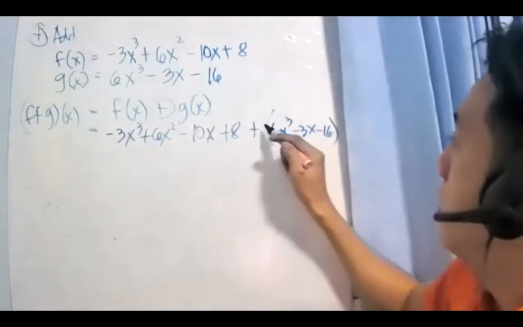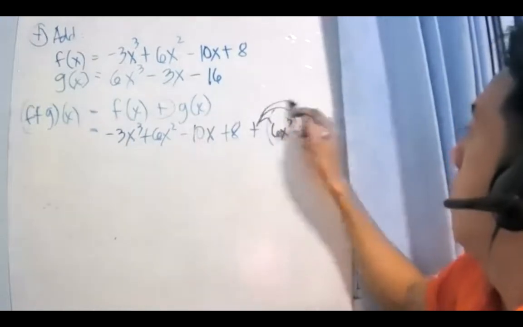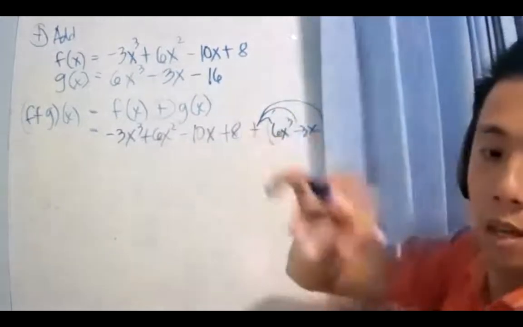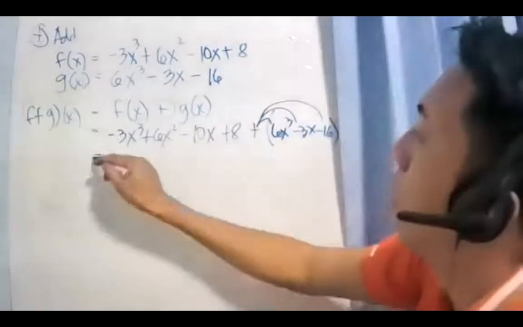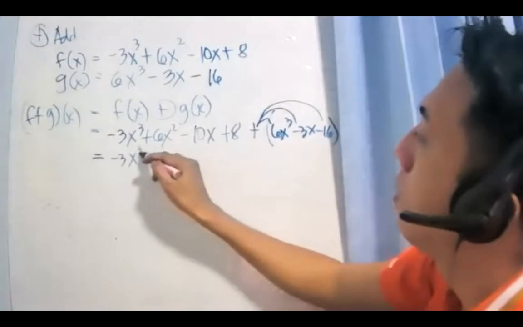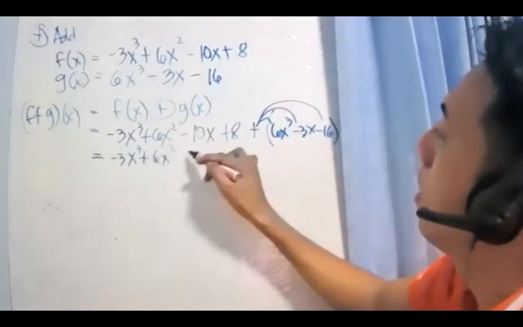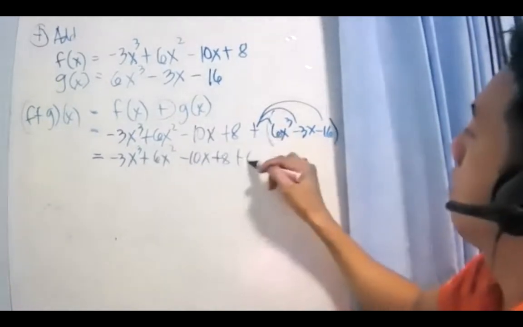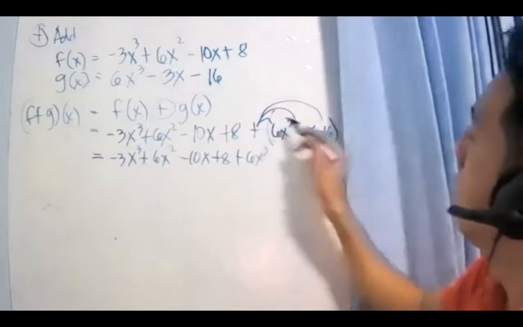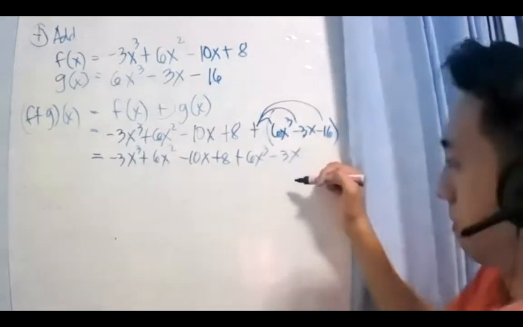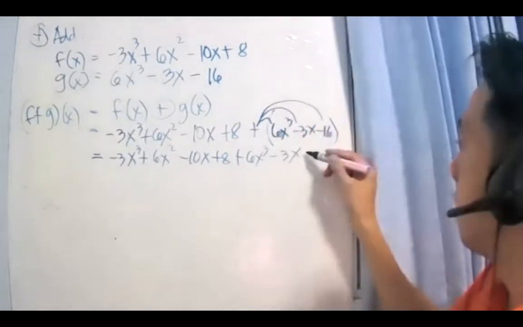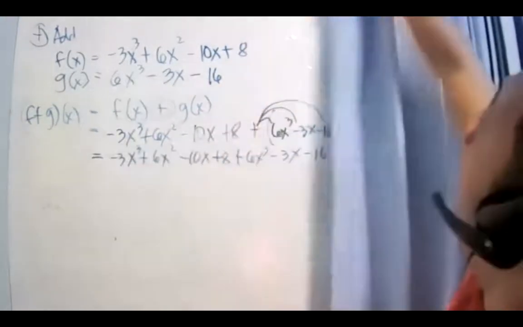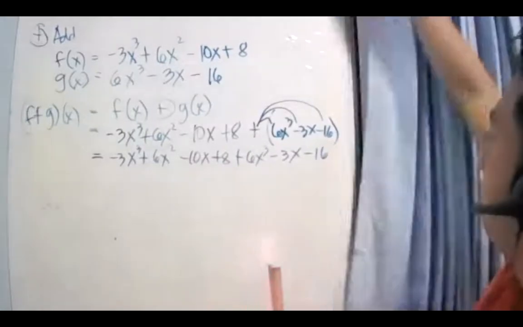Now, let us multiply positive inside. So it will make it as only one equation. Okay? Equals negative 3x cubed plus 6x squared minus 10x plus 8. Positive times positive, so positive. Positive times negative, so negative. Positive times negative is negative. Okay? Ayan.